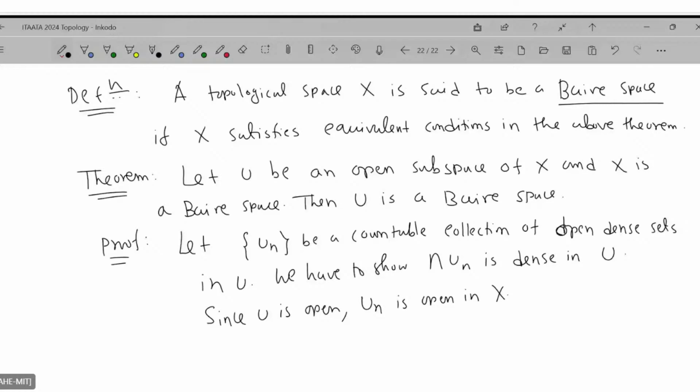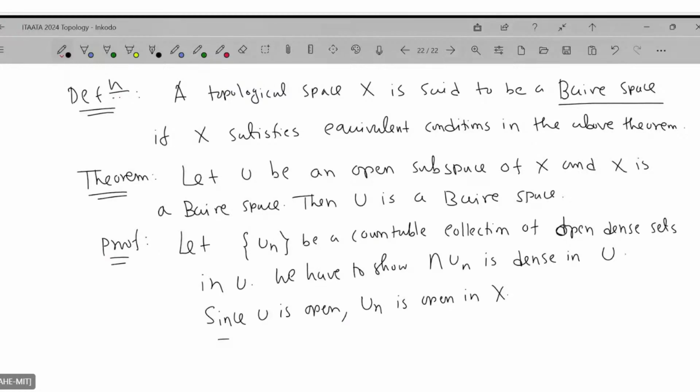Then what we do? Take Un union X minus U closure or something like that. Then you will get a dense set in the whole of X. You know that U closure is equal to U, that you know, in U, but not in X. So we have to make something a little bigger. So it's open in X. Okay, what about this?